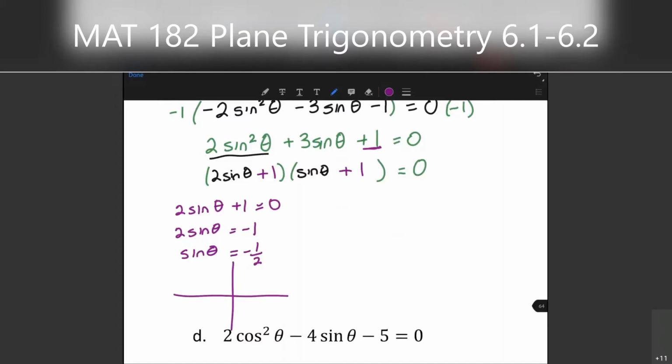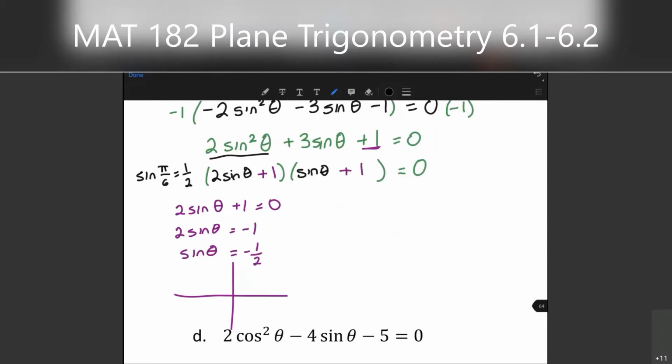Is it 2 pi over 3? I think that might be close. So usually, the reference angle to get positive sine of pi over 6 is going to give us positive 1/2. So we're going to have something with a denominator of 6.